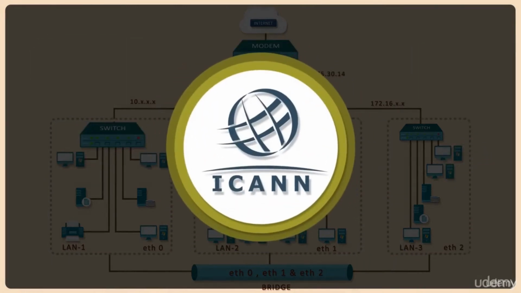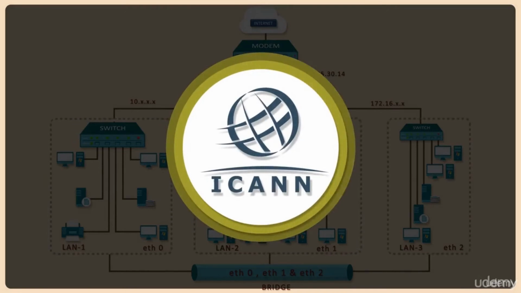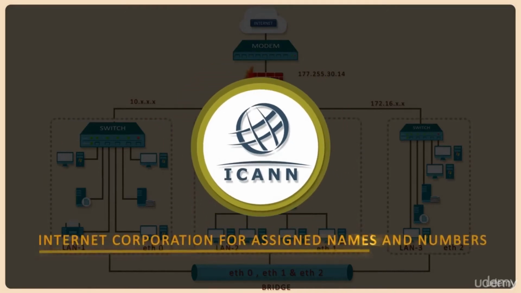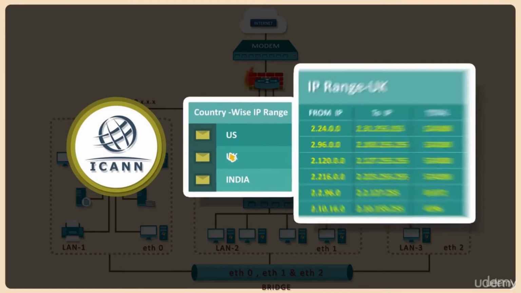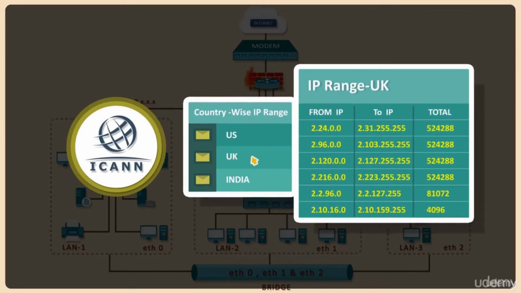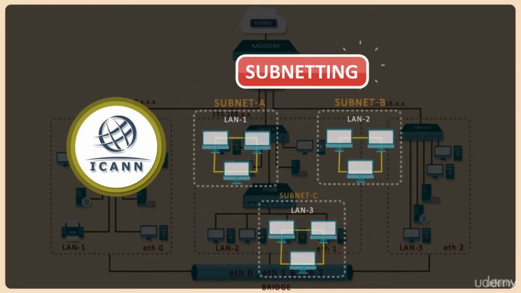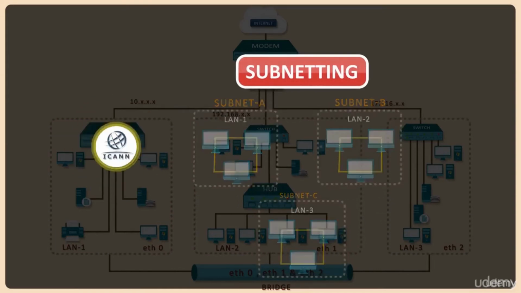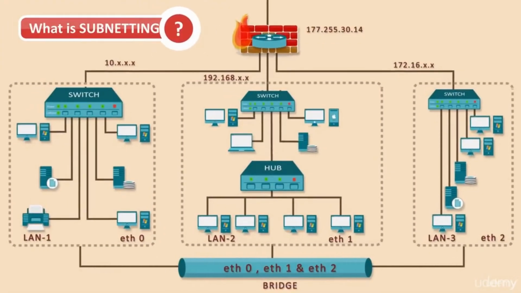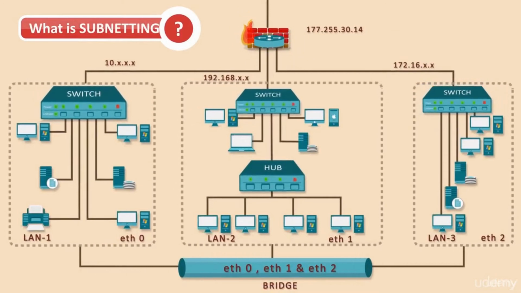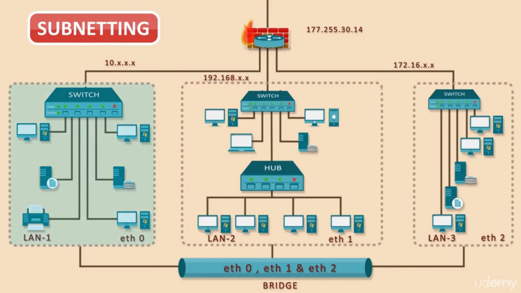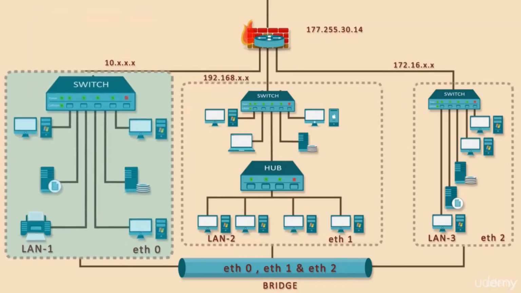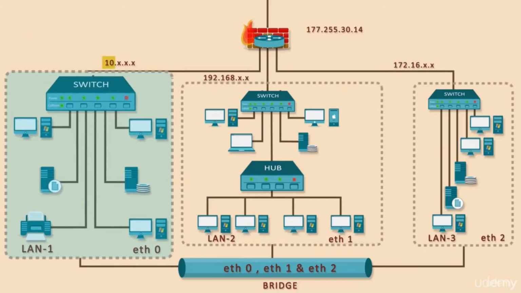To overcome this issue, the ICANN, or Internet Corporation for Assigned Names and Numbers, a non-profit organization, takes care of the coordination and maintenance of the databases of the unique identifiers, that is, IP addresses, and came up with the concept of subnetting. What is subnetting? The process of dividing an IP network into subdivisions is called subnetting. Computers belonging to a subnetwork have a common group of the most significant bits in their IP addresses.